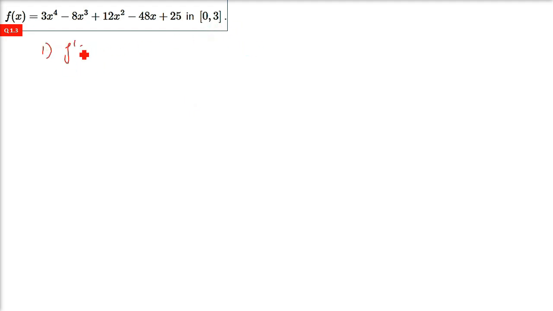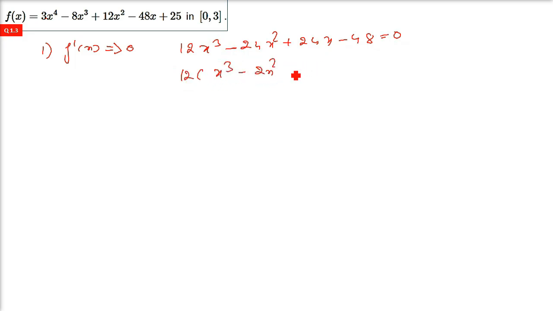So first thing is the differentiation of this: 3x raised 4 minus 8x cubed plus 12x square minus 48x plus 25. In this step I am differentiating it, and differentiation is quite known to you, you are quite well versed with it. Now just place it as 0. You can take 12 common because we can see 12 is everywhere in these terms, and divide both sides by 12. We only get x cubed minus 2x square plus 2x minus 4.